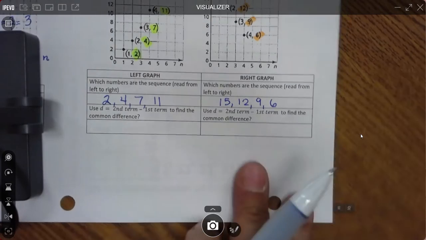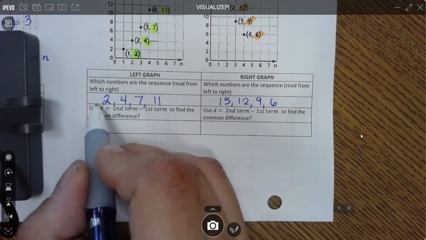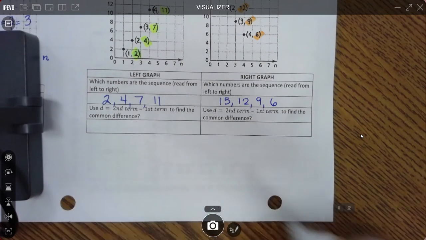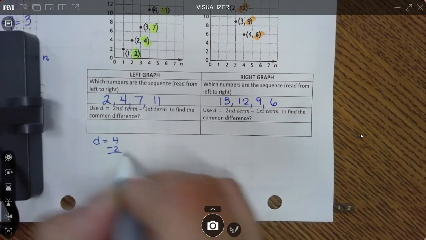So let's check the difference between the numbers. And remember, the difference is always the second number minus the previous number. Third minus the previous, fourth minus the previous number. So the first one that we're going to calculate is 4 minus 2. Please make sure you're writing.